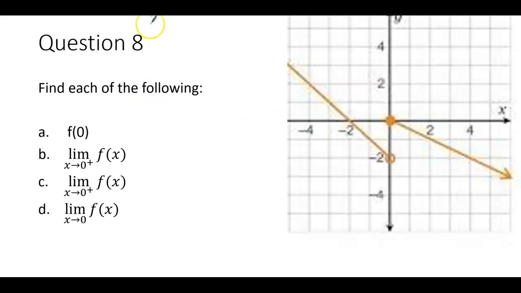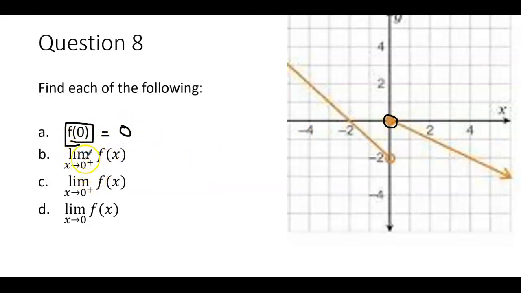All right, let's take a look at question 8. Using this graph, we're going to find each of the following. F of 0. Now this is just asking me, what does the function equal when x equals 0? Well, here's the spot where x equals 0. So what's the y value there? It's also 0.